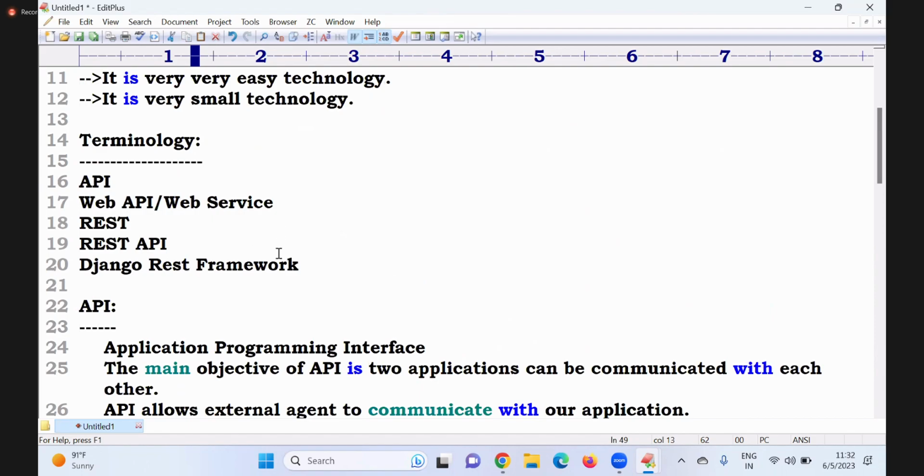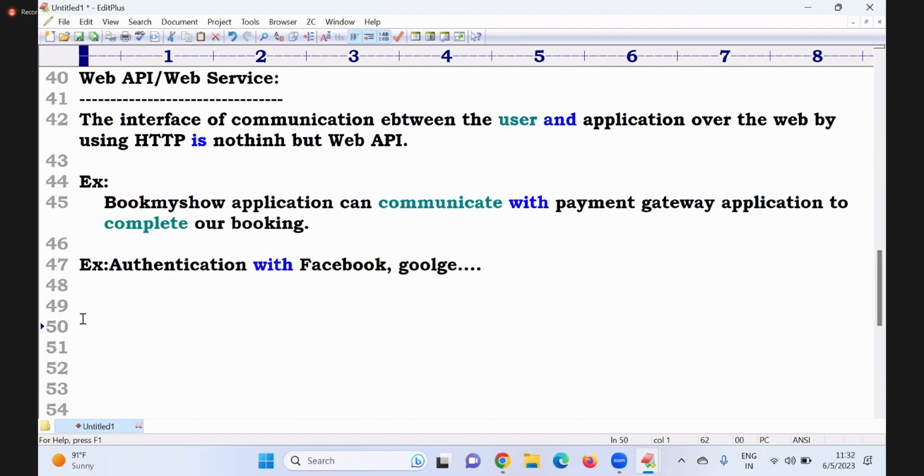What is the REST? Does anyone have an idea?